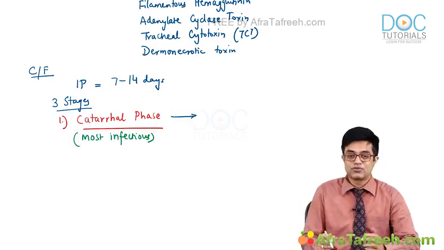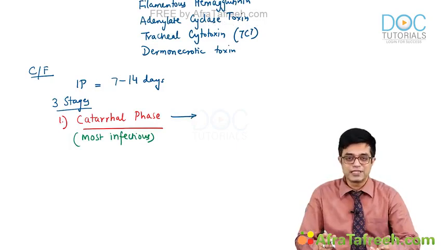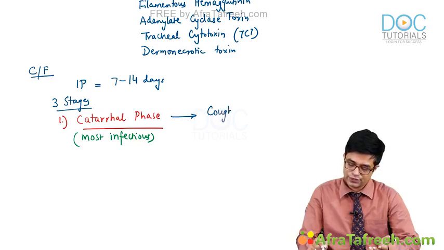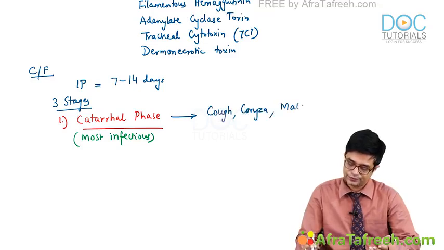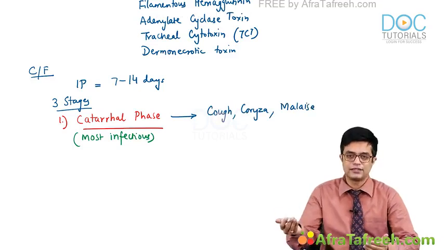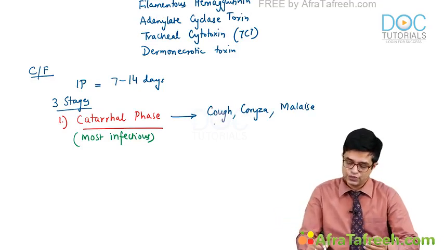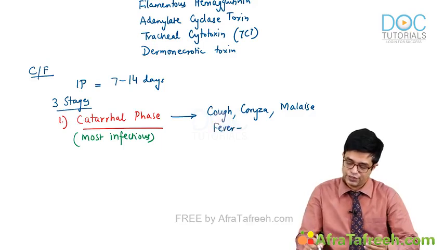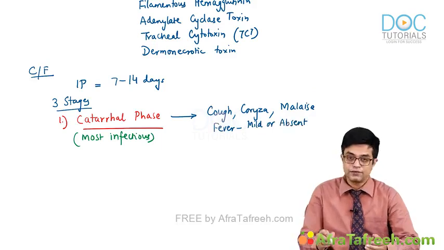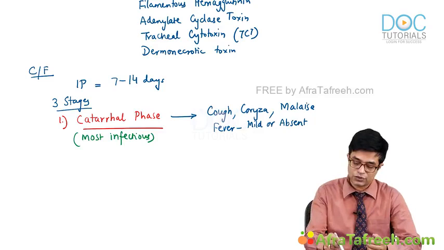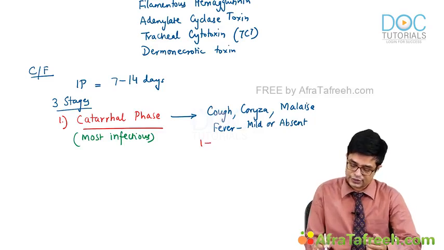Catarrhal phase is strangely a very non-specific stage. Here there will be URI-like features including cough, coryza and malaise. So they can happen in any other illness as well. Fever is usually absent, so fever is mild or absent. Catarrhal phase usually tends to last approximately 1 to 2 weeks. So catarrhal phase lasts 1 to 2 weeks.